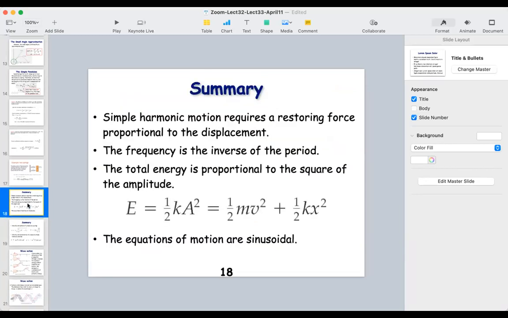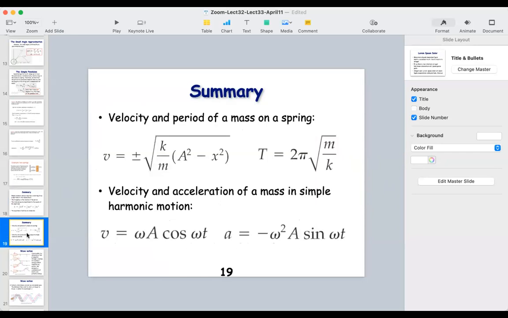So in summary, simple harmonic motion requires a restoring force proportional to the displacement. The frequency is the inverse of the period. The total energy is proportional to the square of the amplitude, as you've seen here, and the equations of motion are sinusoidal. Then we also have seen the velocity and period of a mass on a spring. The velocity is plus and minus the square root of k divided by m, times a squared minus x squared. The period is 2 pi times the square root of m divided by k.